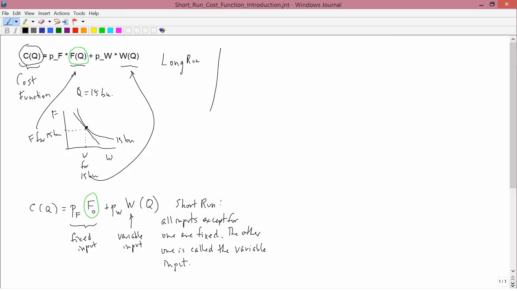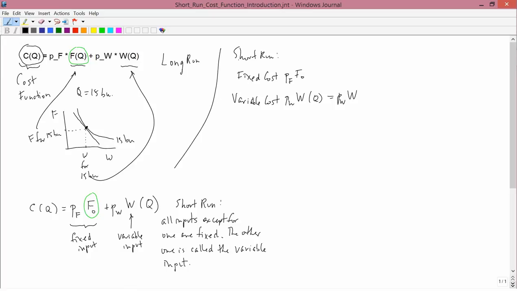And then continuing in the short run, fixed cost is just the cost of the fixed input, namely PF times F naught. And variable cost is the cost of the variable input, namely the price of water times W, which is a function of Q. You can write this PW times W, but since water is variable, it's going to depend on the amount of corn output.